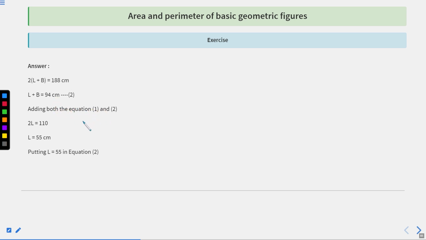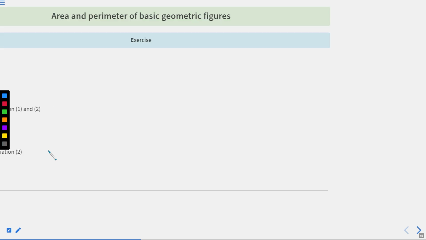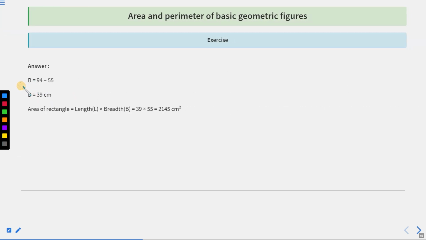So adding 1 and 2, I will have twice of length equal to 110, and the length will be 55 centimeter. And if I substitute the value of length in equation number 2, I will have breadth equal to 94 minus 55, that will be 39 centimeter. So what we were asked to compute, our main goal was to find area of rectangle, and area of rectangle requires two things. First one, length, and second one, breadth. And you have value of length as well as value of breadth.